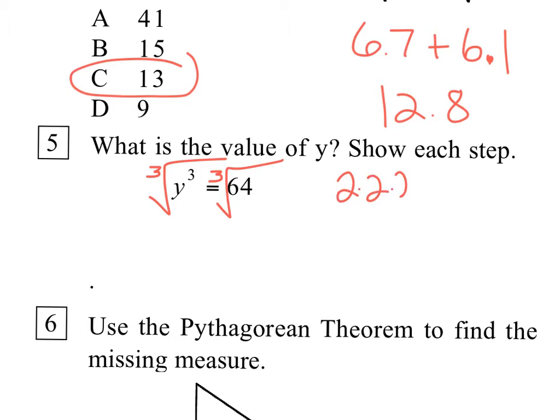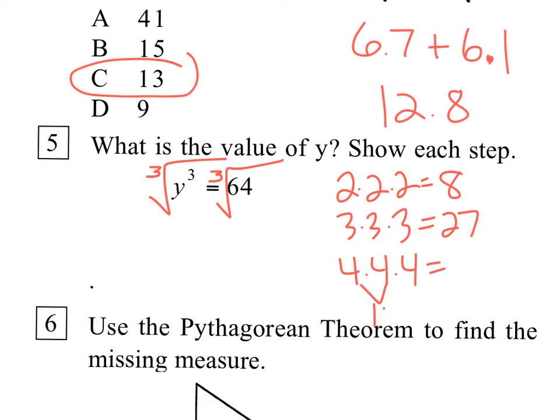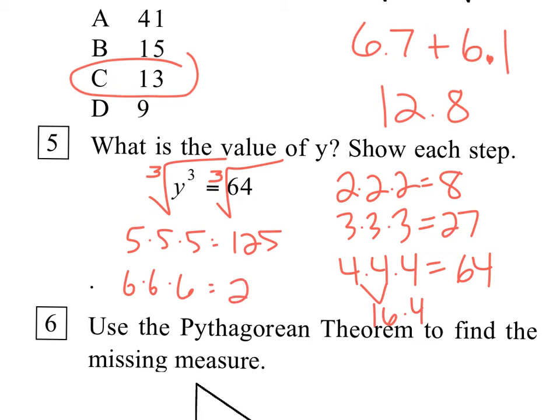Well, 2 times 2 times 2 equals 8. 3 times 3 times 3, 3 times 3 is 9, times 3 is 27. And guess what, guys? 4 times 4 times 4. 4 times 4 is 16. 16 times that 4 is going to be 64. Okay? Others to remember, 5 times 5 times 5 equals 125. And I think 6 times 6 times 6 equals 216.